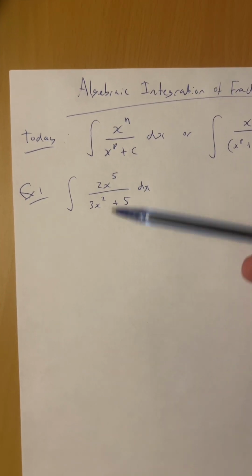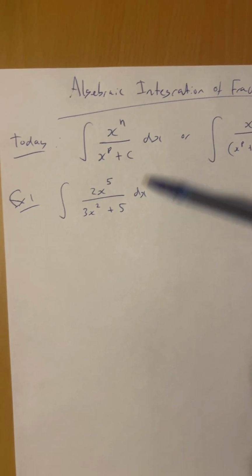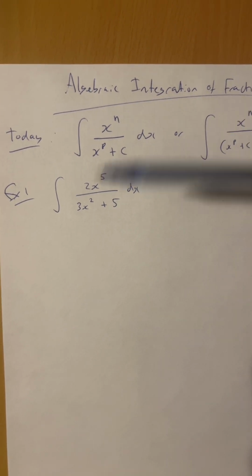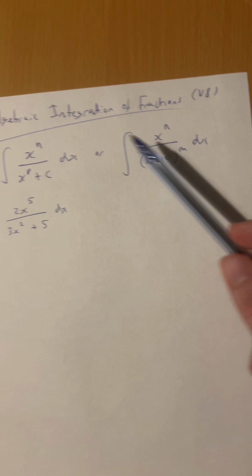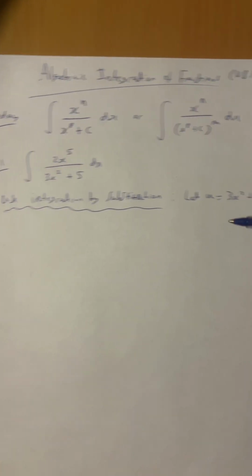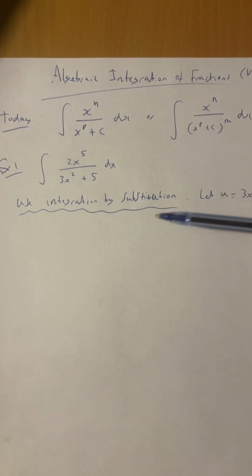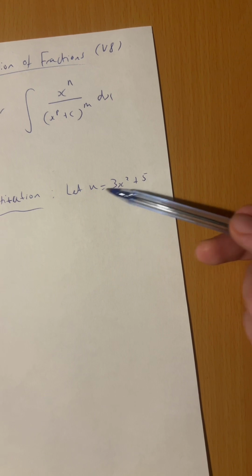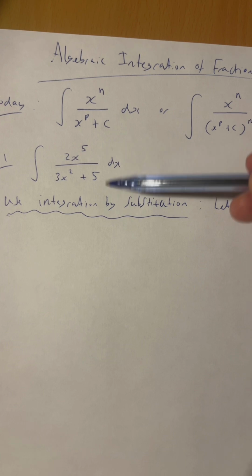So example 1, let's integrate this here. Now the way we're going to integrate these fractions, we're going to let u be equal to the denominator. So we're going to do an integration by substitution when you get a question that looks something like this. Again, our method: we let u be equal to the denominator. And what we want to do then is differentiate this u with respect to x to try and eliminate this dx and swap it with a du.